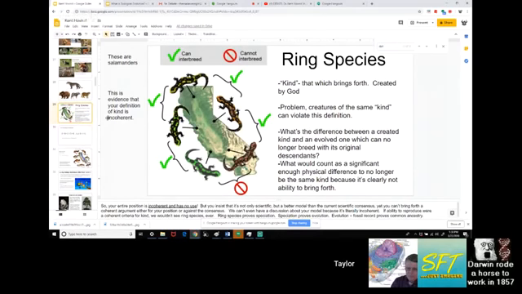witnessed, within the same kind, what Mr. Hovind literally just admitted was all the same kind, we've witnessed speciation, and two of these members of the same kind no longer being the same kind. That is speciation. I have proven my thesis here.